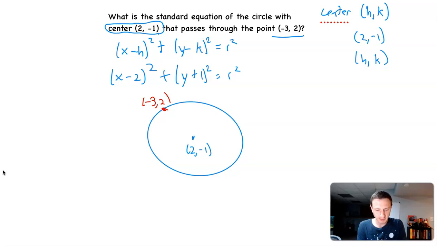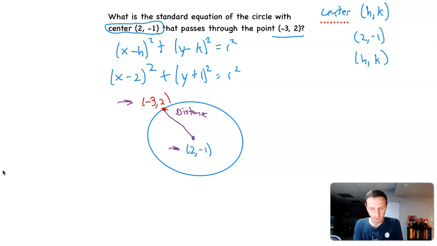And what we need is the radius. So how do we figure out what the radius is? Well, knowledge of a radius: a radius is the distance from the center of a circle to the edge of the circle. So what do we need to figure out? We need to figure out the distance between this -3, 2 and our center. We just need to use the distance formula, and then that will give us our radius.